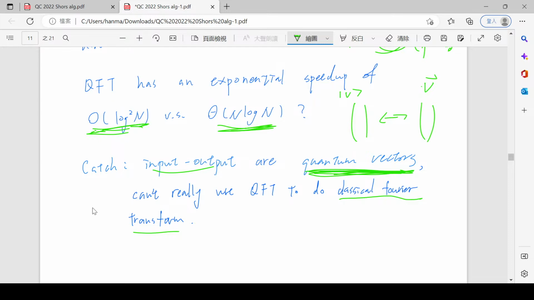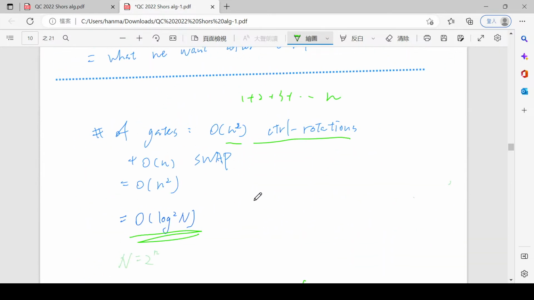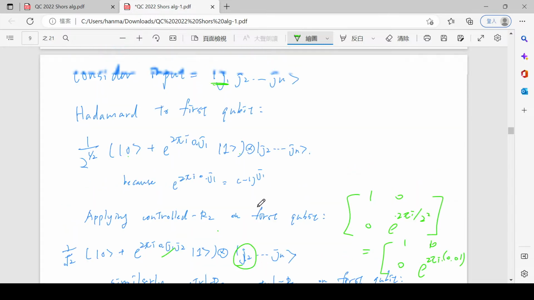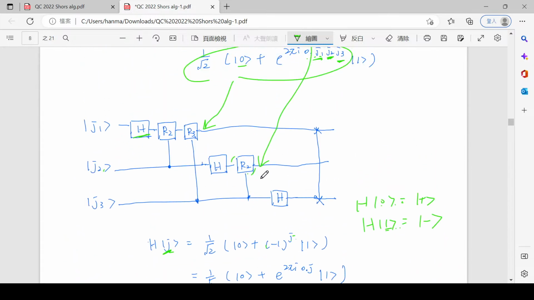Okay. Any questions on this efficient implementation of the quantum Fourier transform? Let's look at it once again. Something like this, but make it bigger. So this is Hadamard, rotation, rotation, Hadamard, rotation, rotation, Hadamard, and swap at the end.